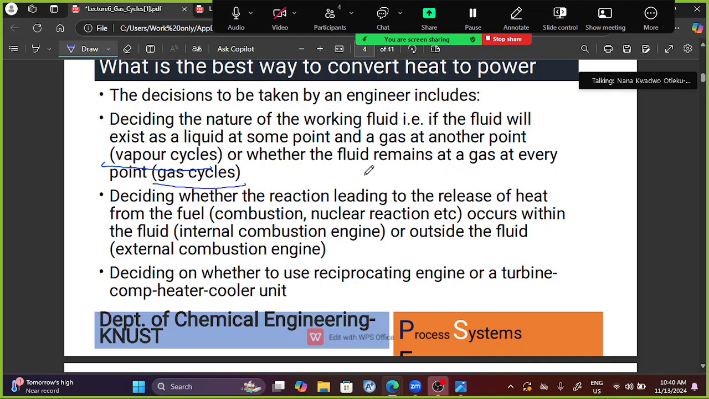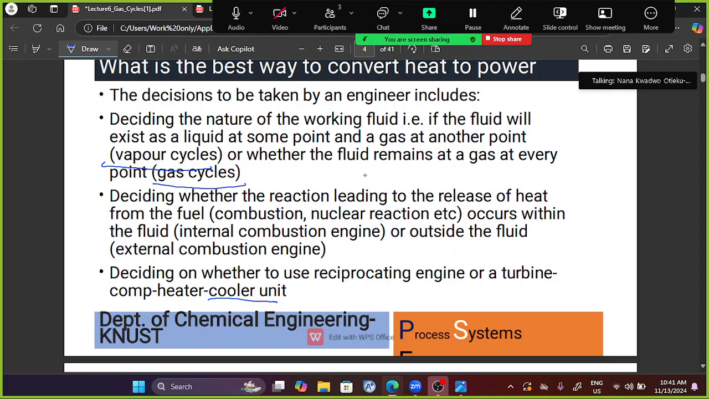And then another thing that engineers need to consider is whether they are going to use what we call a reciprocating engine, or a system that works with a turbine, a compressor, a heater and a cooler. The turbine, compressor, heater, cooler units, we looked at that when we looked at the thermodynamic cycles, right? Something like a refrigeration system.